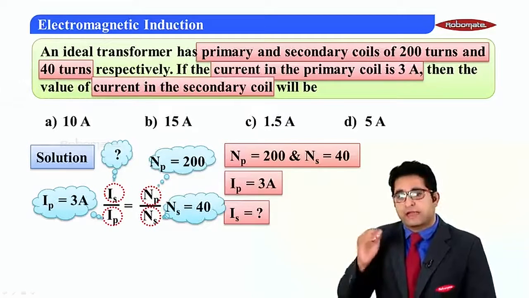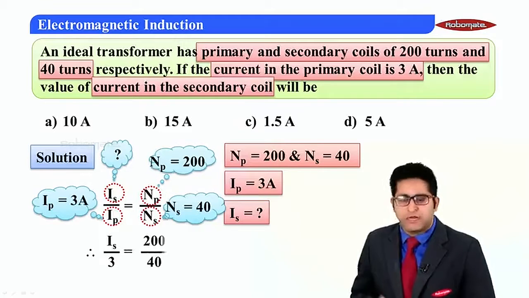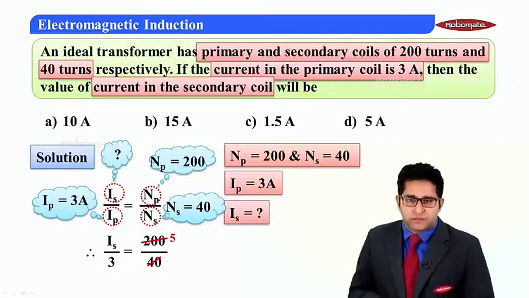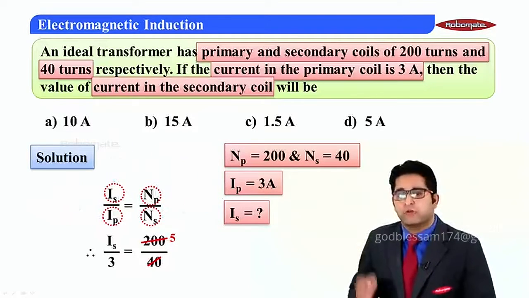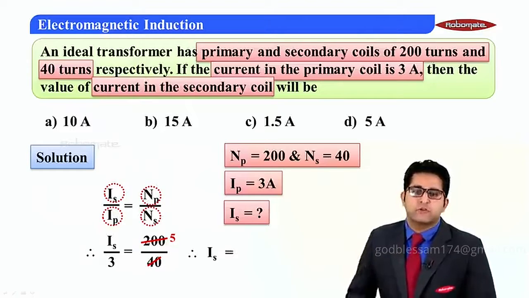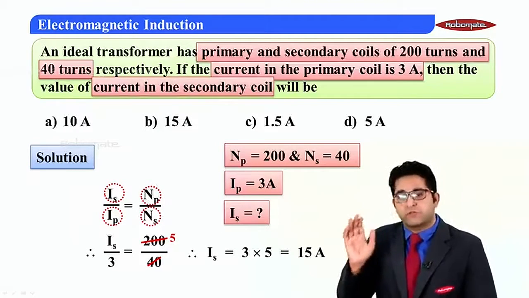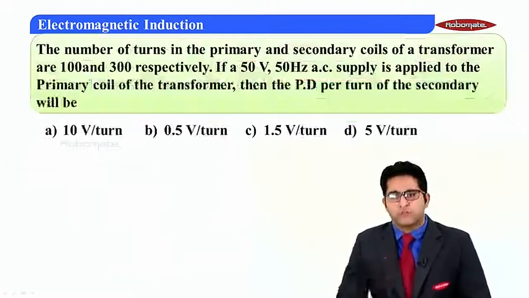So what will I get? I'll get IS upon 3, it is equal to 200 upon 40. Right? So I can cancel out 40 and 200 as 1 times and 5 times. Right? So I'll transfer 3 on right hand side. So what will I get? IS, it is equal to 5 into 3 and it is equal to 15 amperes in this particular situation. So which option is matching? Yes, option B is the correct answer in this particular situation. Right? Now let us move further.